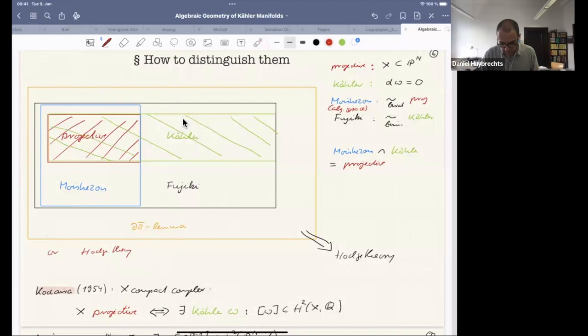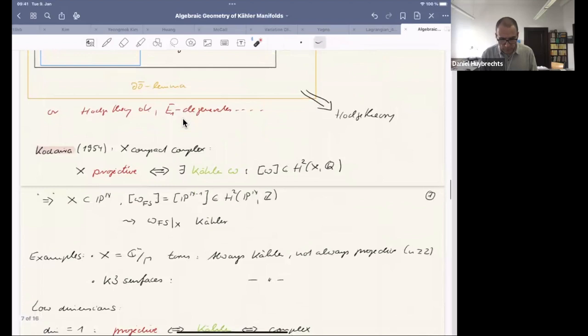Or I could just assume that the spectral sequence degenerates. All kinds of conditions, but these are the most common ones. Let me just briefly give you an idea about this theorem of Kodaira.